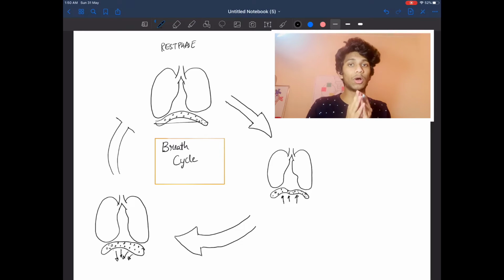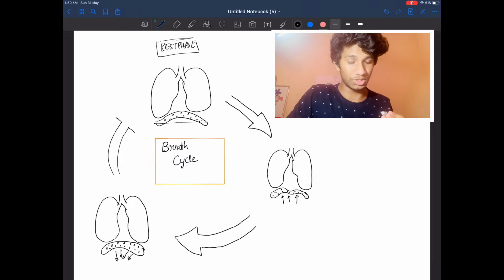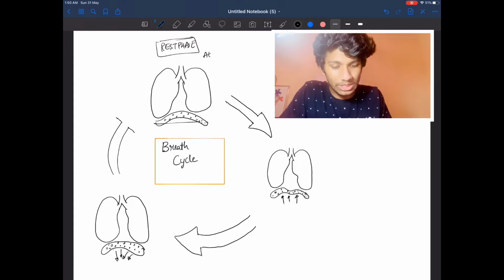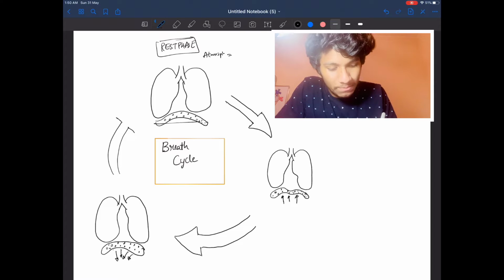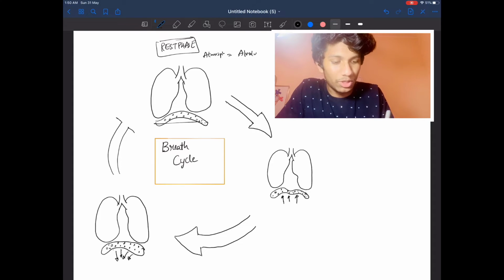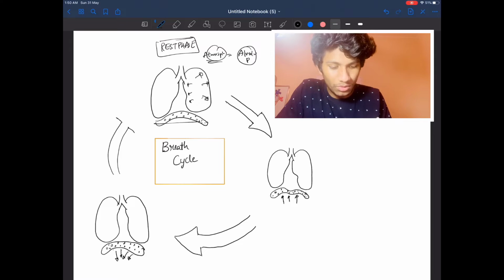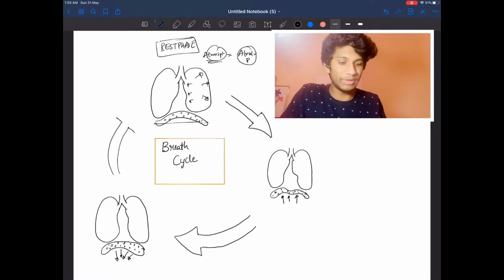We're talking about all the things, the inhalation, the rest phase, and the exhalation, and we're studying all of them in a steady state. That means a normal person with no exercise, just watching a normal video like how you're watching. So in the rest phase, the atmospheric pressure is equal to the alveolar pressure. The lungs are fully expanded and they need to be expired.